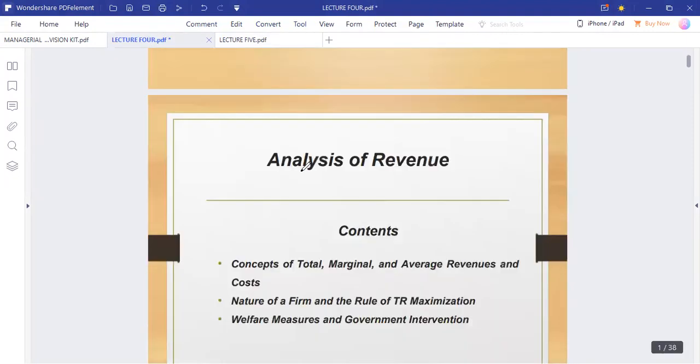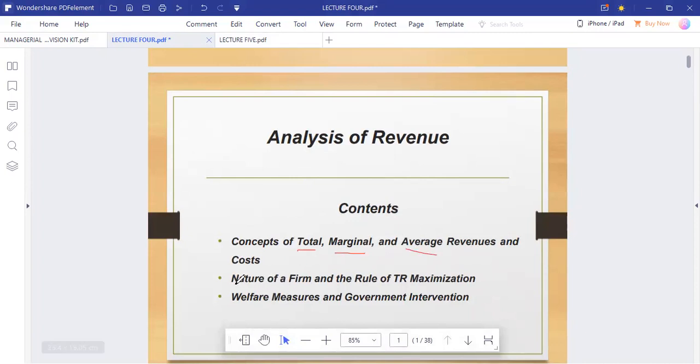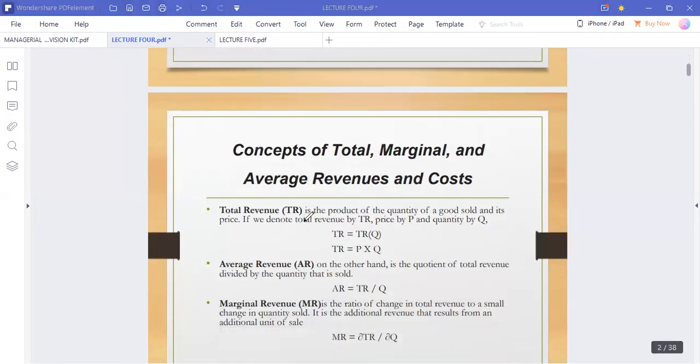So to start with, key concepts that you need to learn are concepts of total costs, total revenue, marginal cost, marginal revenue, average cost, average revenue. And we'll discuss the nature of a firm and how to maximize its revenues. We'll also look at welfare, government intervention, what happens when government intervenes in these markets, mainly the perfectly competitive market.